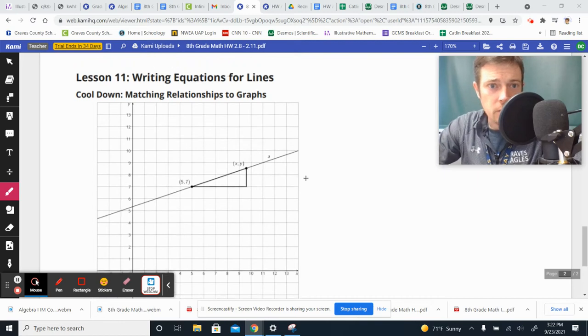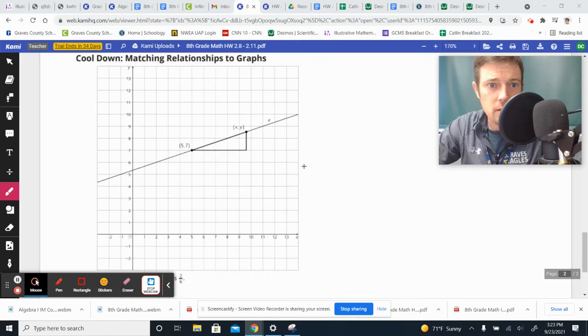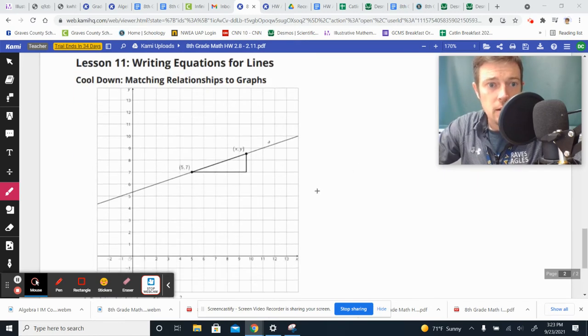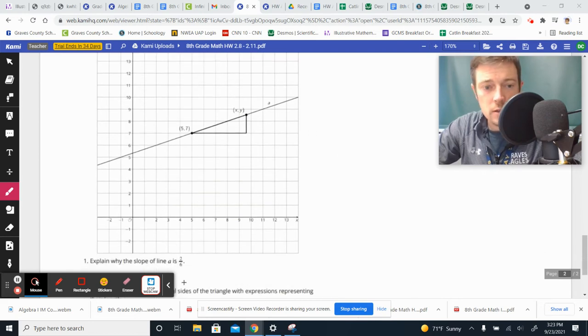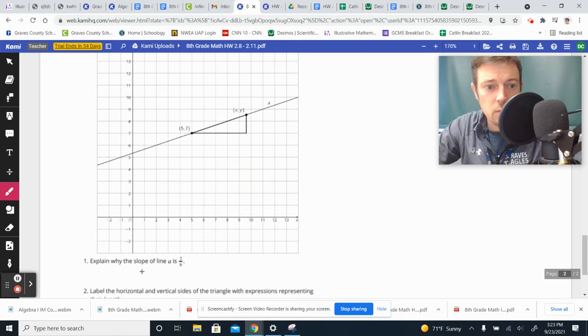All right, 8th graders, here with your cool down help for lesson 11, where we're writing an equation for a line. And we're trying to match the relationship to the graph. The first thing that it asks us to do is to explain why the slope of line A is 2 over 6. Because if you count the slope triangle that they've made here, it's 1, 2, 3, 4, and some change, and 1 and some change. So it's not really a 2 to 6 relationship.